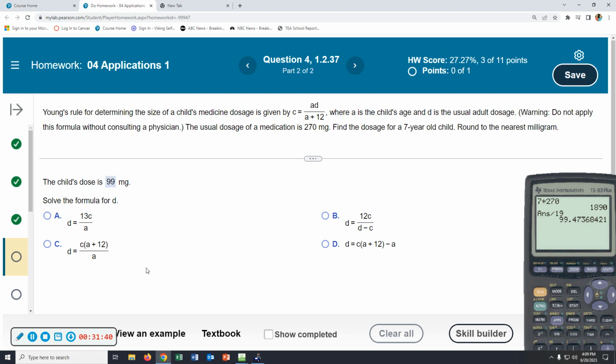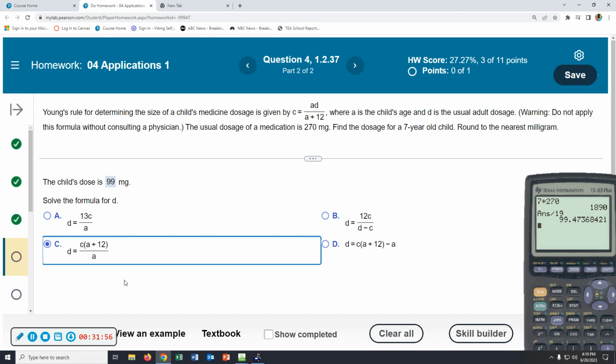You know what? I distributed the C, but they didn't do that. They just left it as C times A plus 12. Okay, see, they didn't distribute that. They just left it as C times A plus 12 all over A. See how they left it?